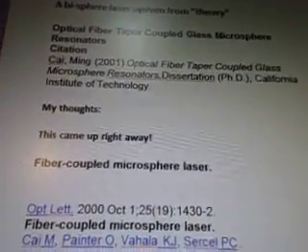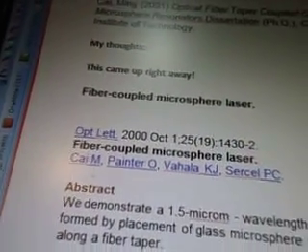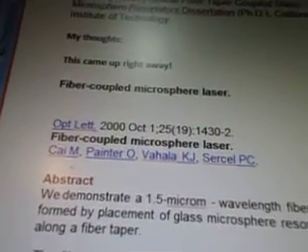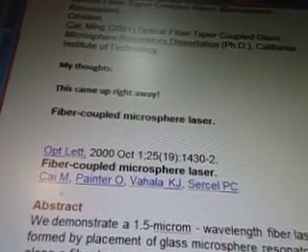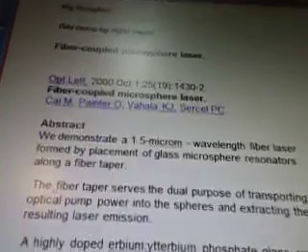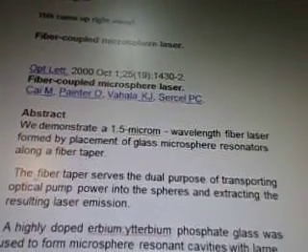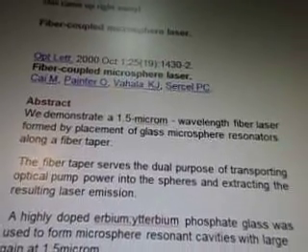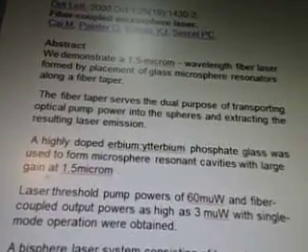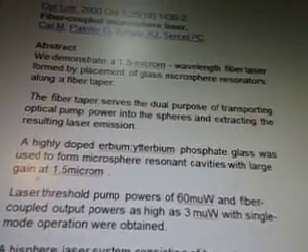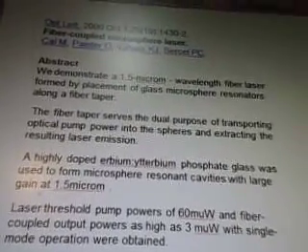Fiber coupled microsphere laser. Okay. This is from Kai M, Painter O, Valhalla KJ, and Sershel PC. And it looks from October 2000. So it's fiber coupled microsphere laser. We demonstrated a 1.5 micron wavelength fiber laser formed by placement of glass microsphere resonators along a fiber taper. The fiber taper serves the dual purpose of transporting optical pump power into the spheres and extracting the resulting laser emission.